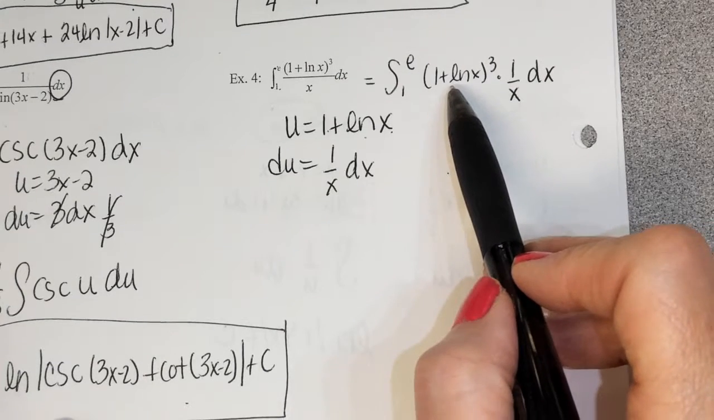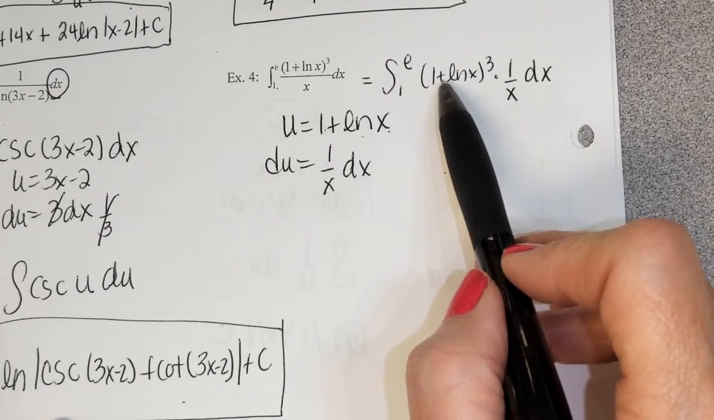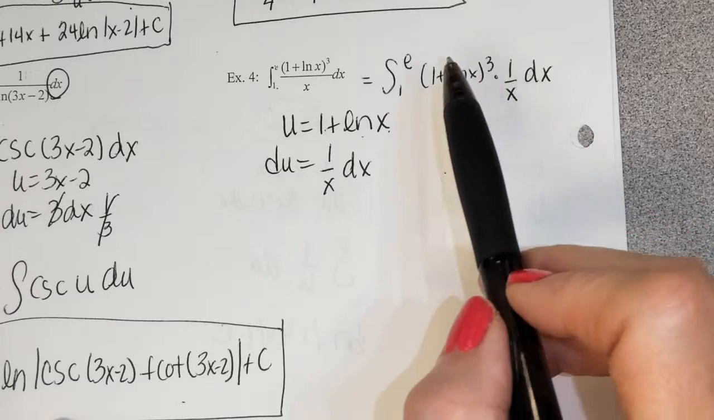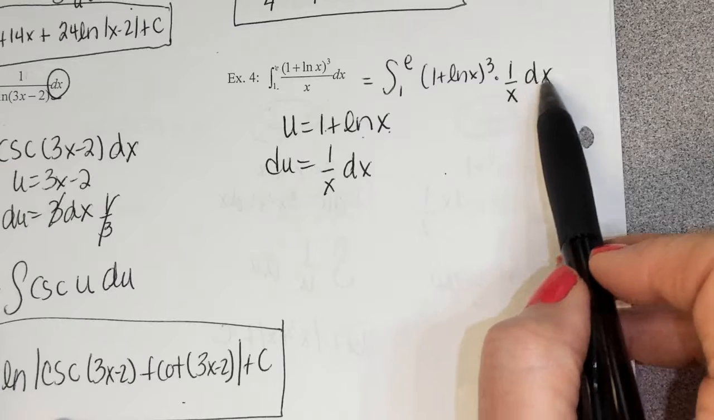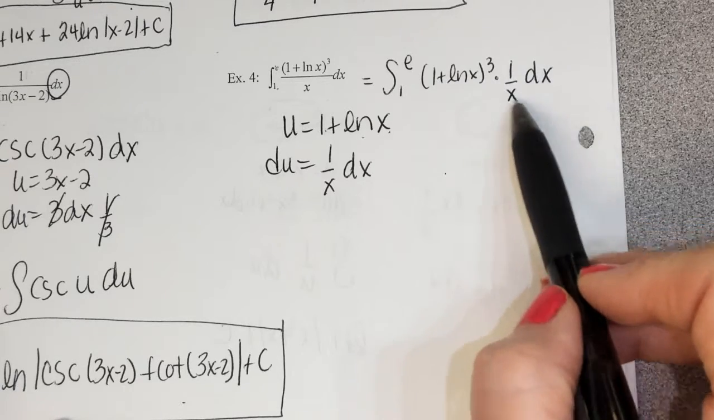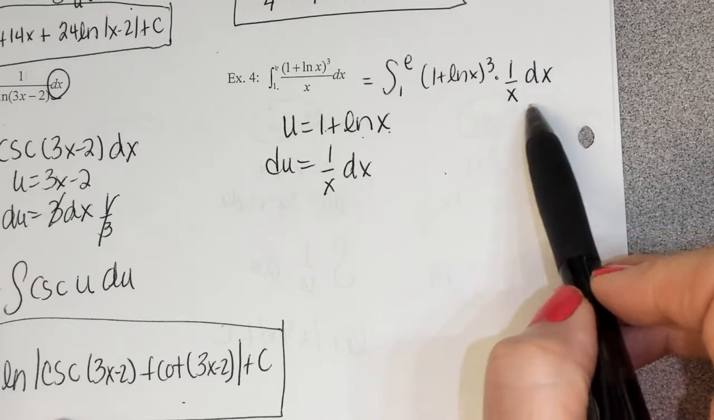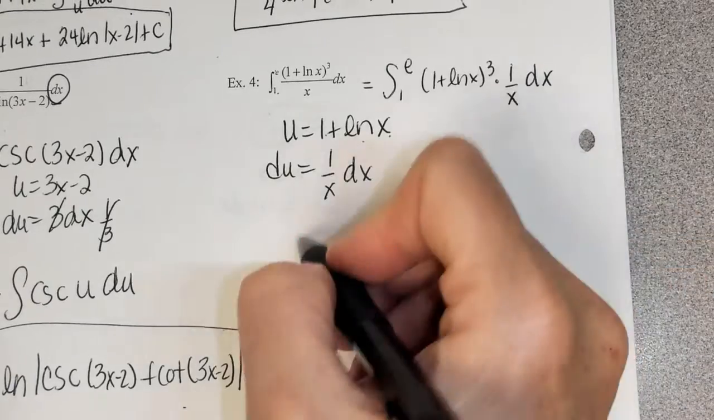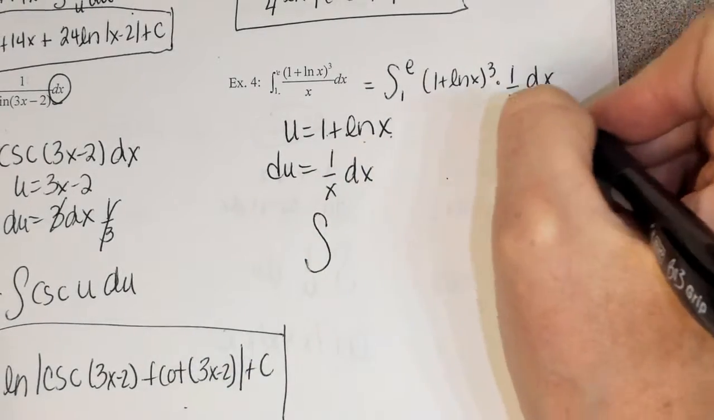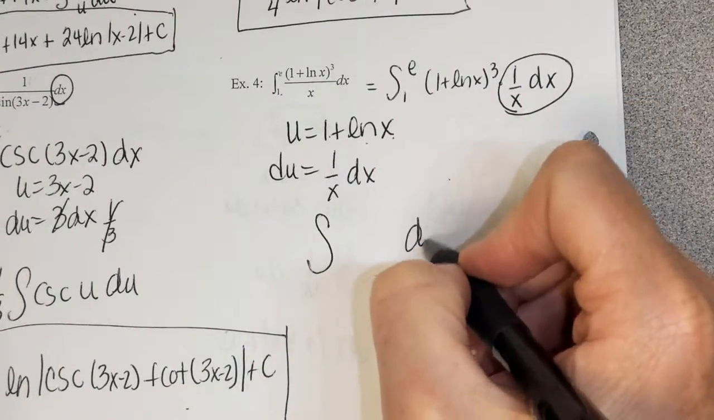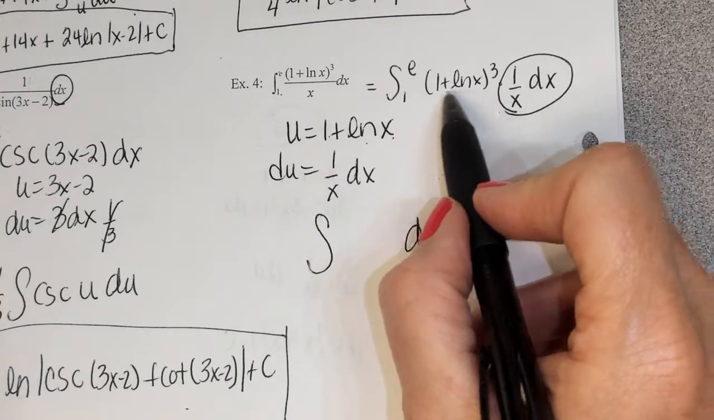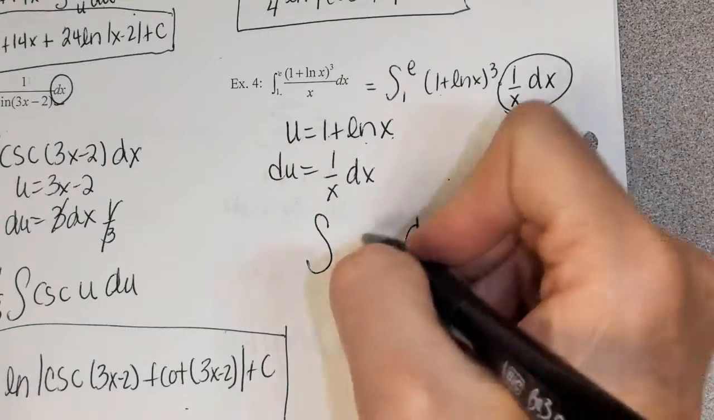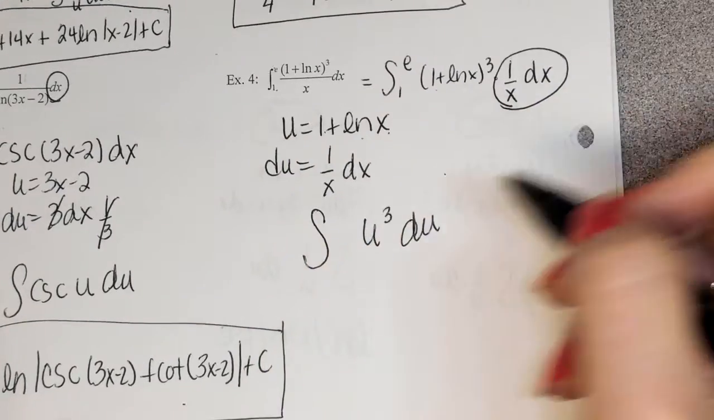It's not like a natural thing. Like most of the time we don't think to let u equal this. But if you think ahead about what the derivative of that is and that the derivative is 1 over x dx, you can see that this is going to go away and be du. Okay, so now watch what happens. We've got the integral. This right here is du. What's this right here? It's u, isn't it? So it's u cubed.